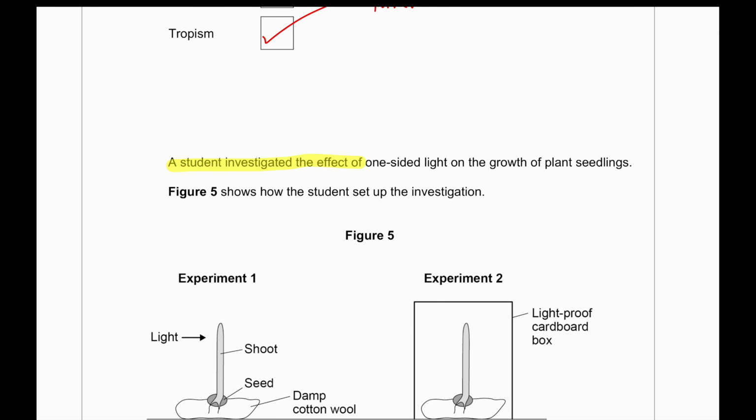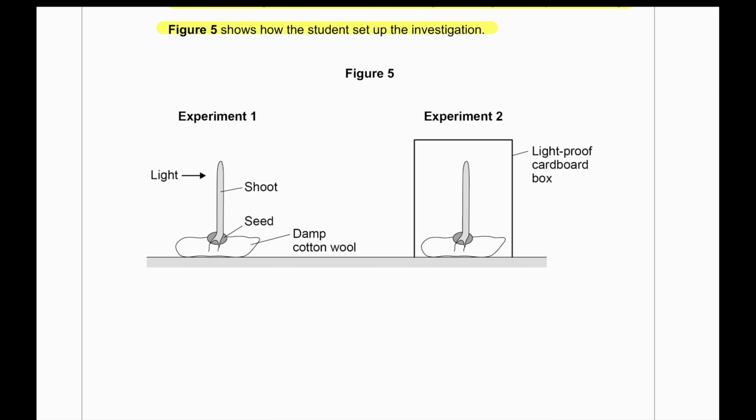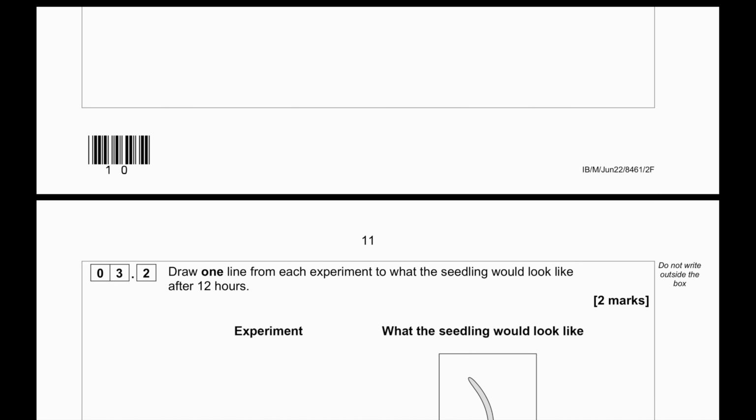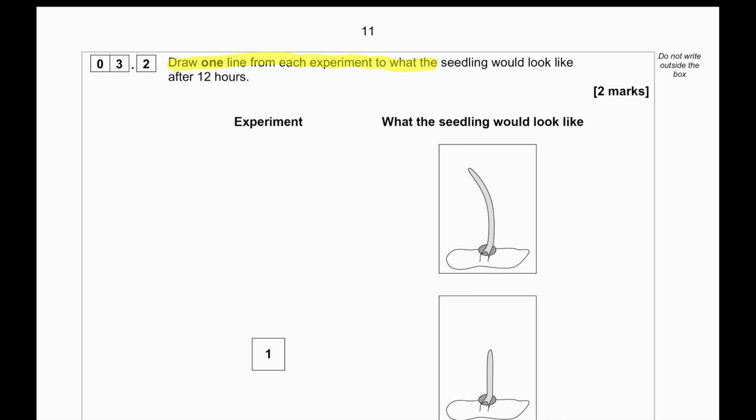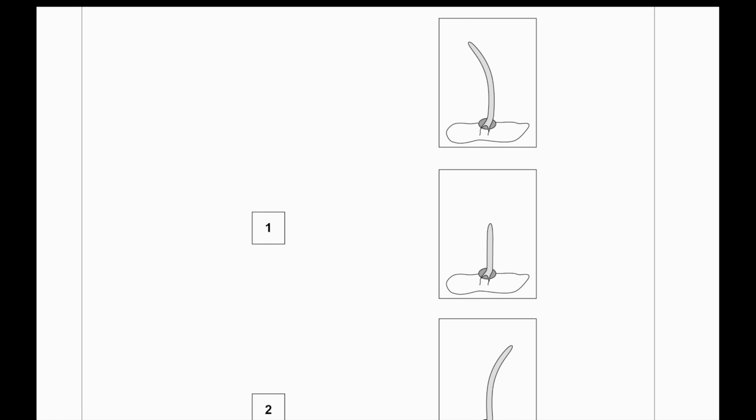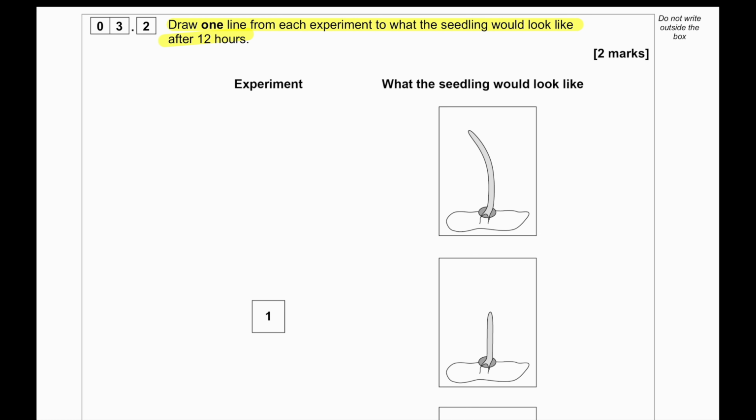A student investigated the effect of one-sided light on the growth of plant seedlings. Figure 5 shows how the student set up the investigation. Okay, let's see. We can see light coming from the left side, the shoot, the seed, damp cotton wool holding the seed, and a light-proof card box. Okay, in experiment 2, draw one line from each experiment to what the seedling would look like after 12 hours. So after 12 hours, one of the seedlings would have a growth towards the left.